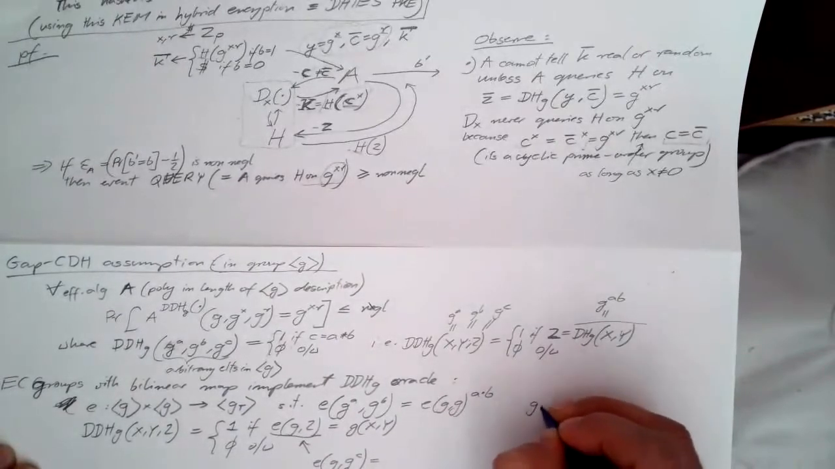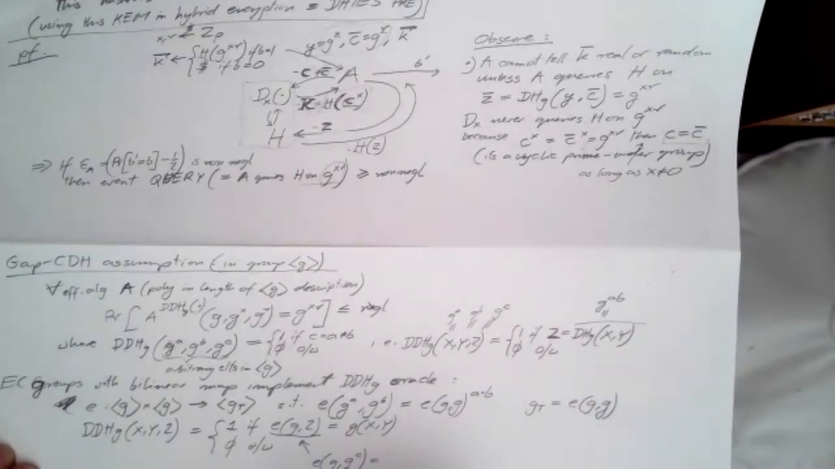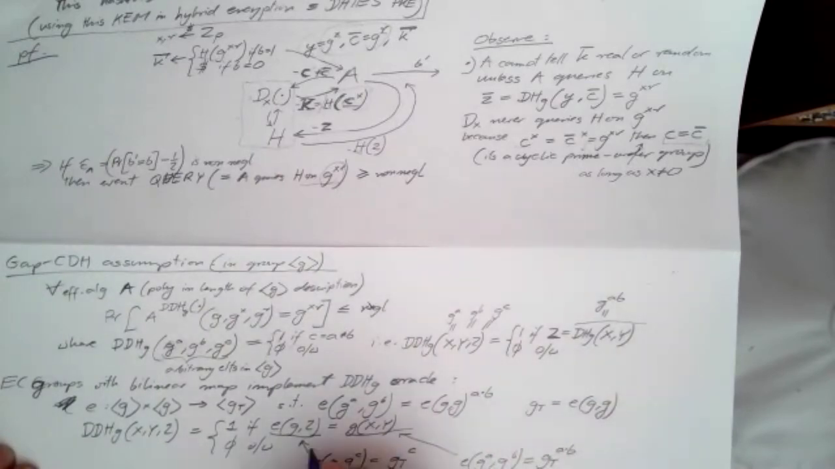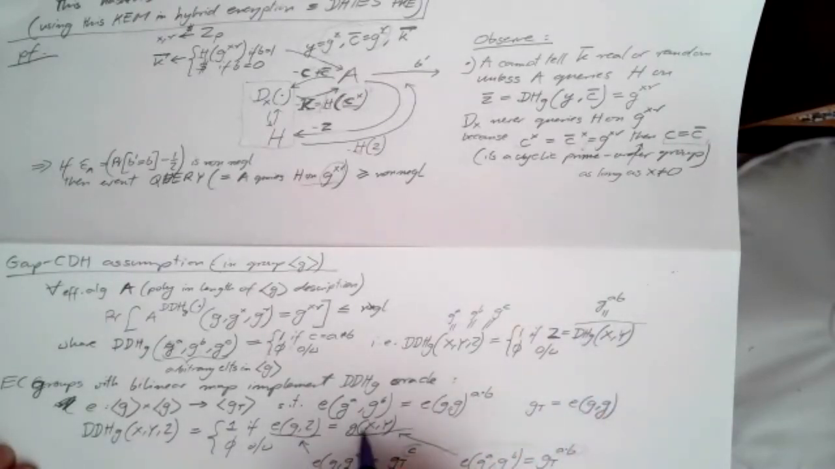Let's call the generator of the target group the bilinear map applied to the generator of the base group. So this is g_T^c, and this thing is e(g^a, g^b), so it's the generator of the target group to the ab. And if they are equal, then these things are equal. So therefore, Z is the solution to the Diffie-Hellman challenge on X and Y.